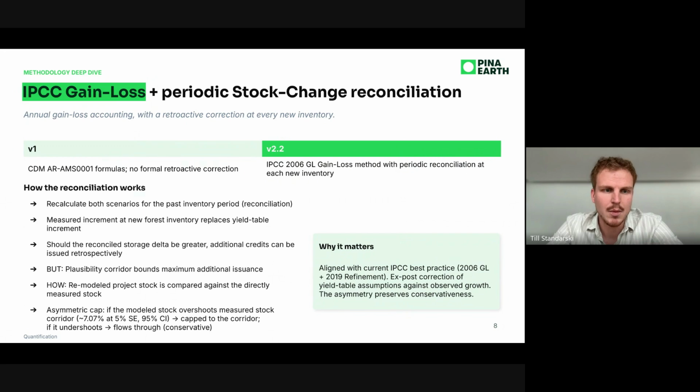Why do we do it this way? We calculate with very conservative assumptions in the initial calculation to just avoid overcrediting. So we use yield table increment values, and we just want to avoid punishing the projects unnecessarily. So once we have proper project data on the true increment values, we recalculate the project and then may issue additional credits. However, this is capped to the stock that has been measured in the second inventory, just to ensure that we still stay in the corridor of the stock level that has been measured on the area.